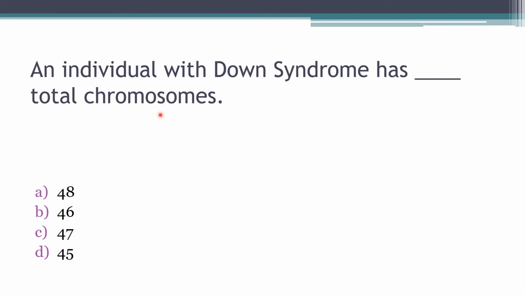So next question. An individual with Down syndrome has blank total chromosomes. Okay. So remember that this is a trisomy 21, meaning they have an extra copy of chromosome 21, and that will mean, the normal number is 46. 46 plus the extra chromosome means they have 47 total chromosomes.